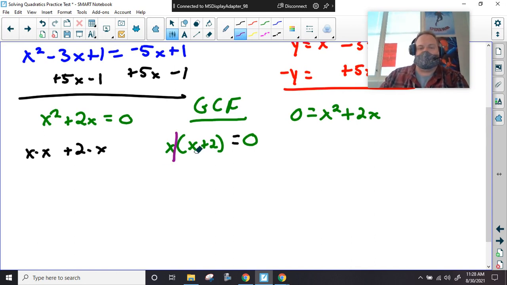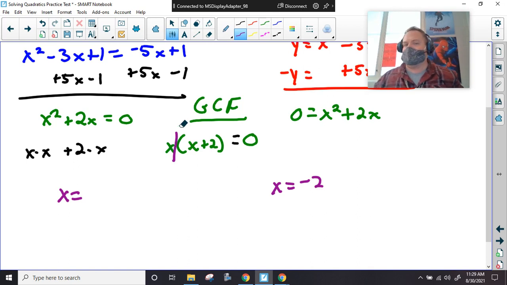Now, here's the cool thing. We know that this is going to be -2, because if we put -2 in here, it's going to make that 0. What's the only thing I can plug in for x that's going to make it 0? 0! If you have an x out here by itself, the only thing you could plug in to make this whole thing 0 is 0.